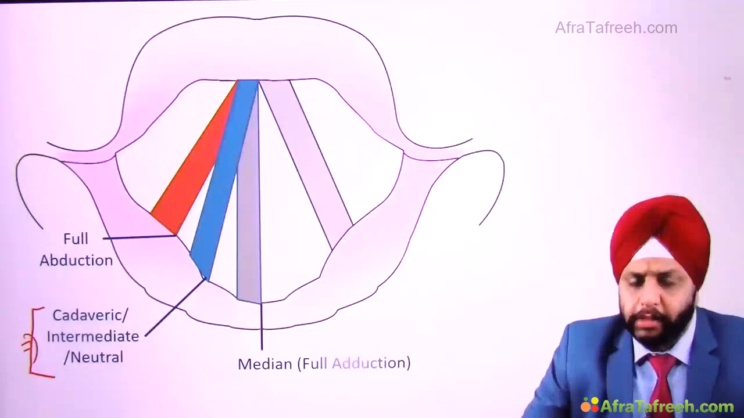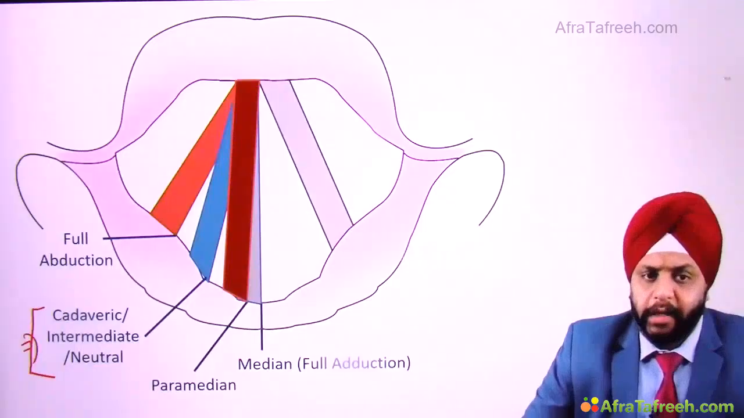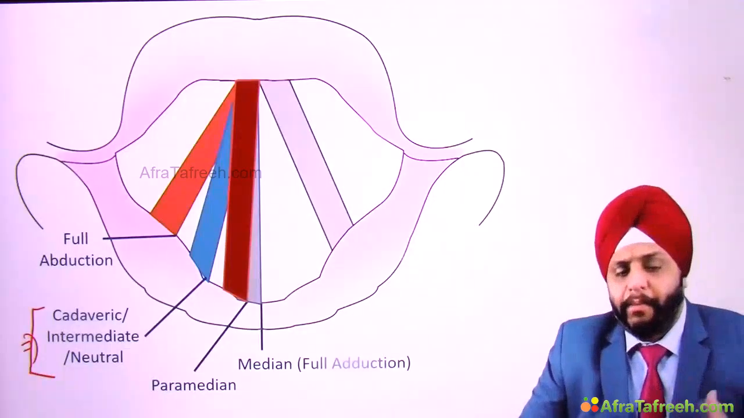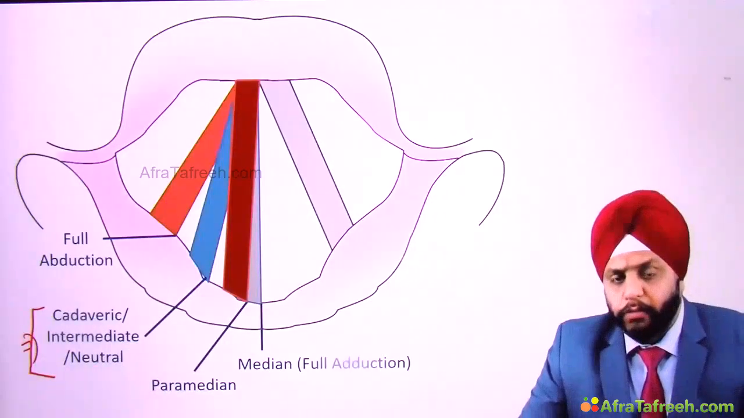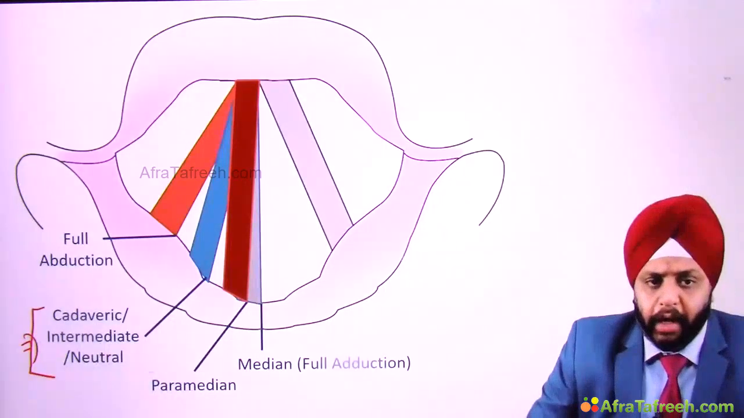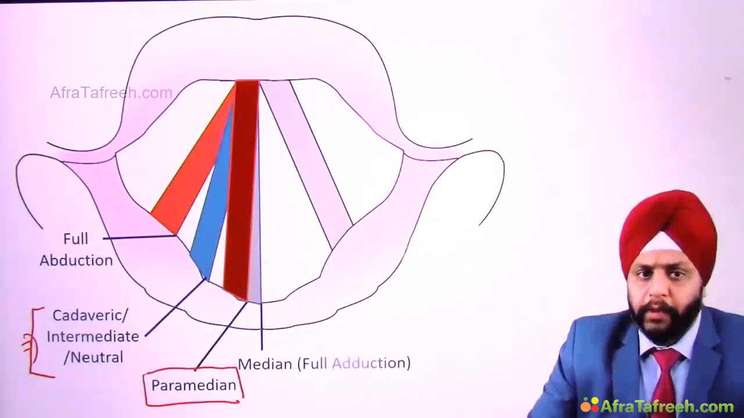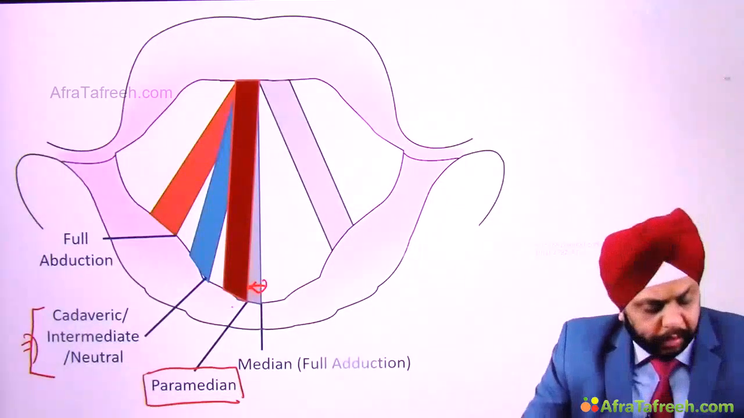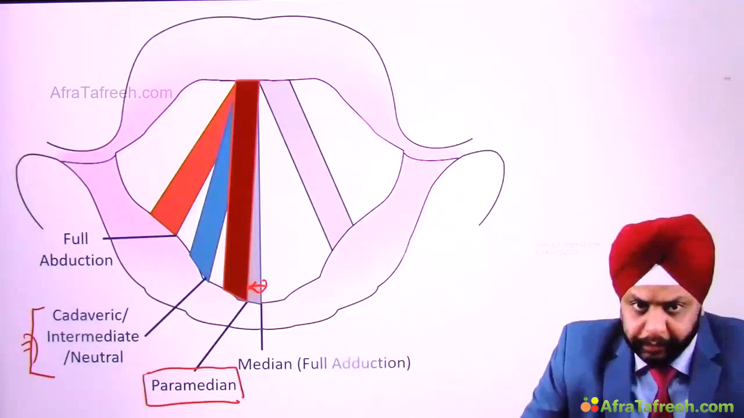Now the last position is the paramedian position. It is not median, it is paramedian. That means only some adductory muscle is working, all adductory muscles are not working. So the vocal fold will not lie in the median position, it lies in the paramedian position. It is like 1 to 2 millimeter away from the center, as you can see over here. So just remember these positions and then we can discuss the vocal fold palsy, right?